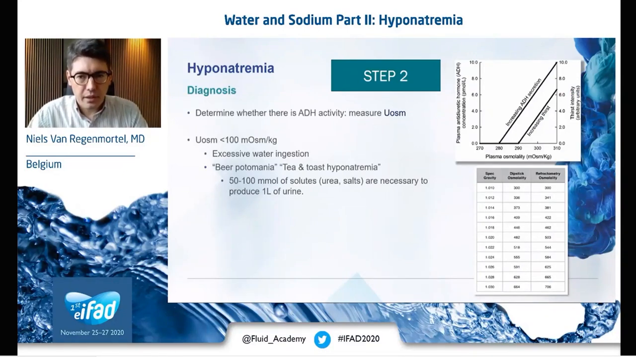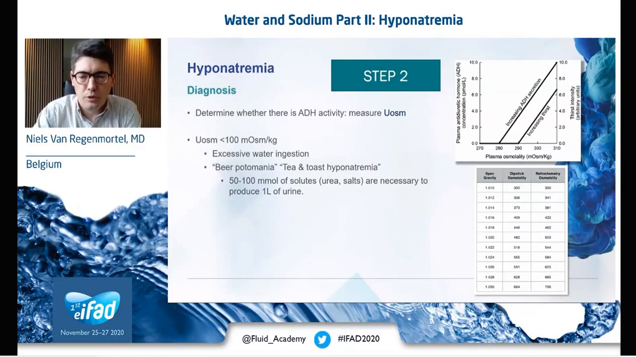The second step is an important one, and now we are going to see whether there is ADH present. And I refer to my talk on basic physiology of water and ions earlier. It is important to measure urinary osmolality because it is a direct measurement of ADH activity, ADH or vasopressin. And we know that the higher the plasma osmolality is, the more ADH will eventually be secreted. So if urinary osmolality is adequately suppressed, and we can call this a number below 100 milliosmoles per kilogram, we know that there is excessive water ingestion.